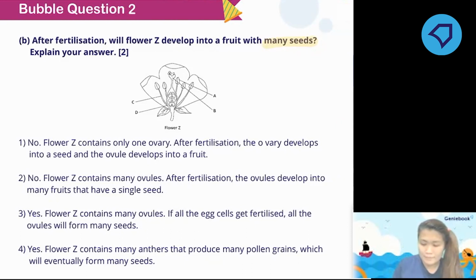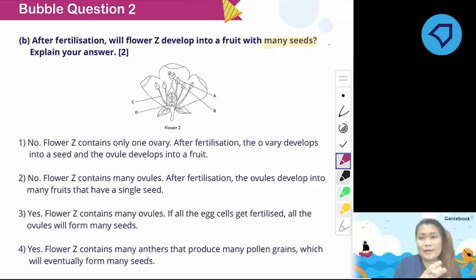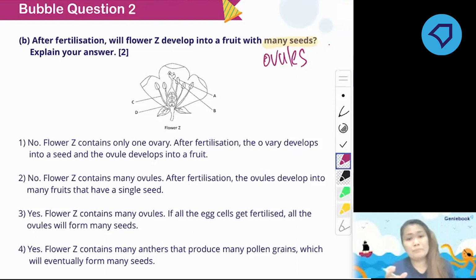Okay, the idea here of many seeds, right? When we are looking at many seeds, we are looking at where the seed comes from. The seeds are developed from the ovules, right? Ovules are the ones that will develop into seeds. So how many seeds will you get? It will depend on how many ovules. So will this particular fruit have many seeds? If you look carefully over here at the diagram, you realize that it has many ovules.